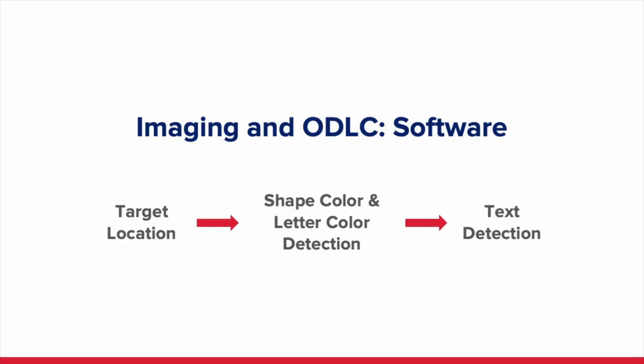Moving on to the software side of the subsystem, it includes a target location algorithm that returns a list of potential target coordinates. These then get cropped and passed to a color detection algorithm that determines the color of the targets. Finally, the most likely targets get passed into EasyOCR, which is a text detection deep learning library.